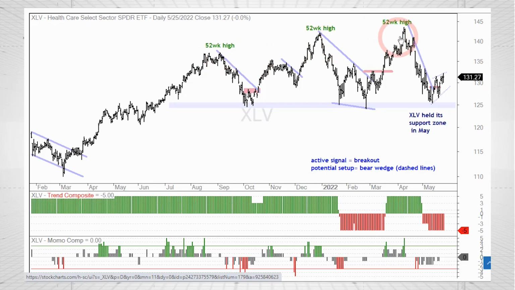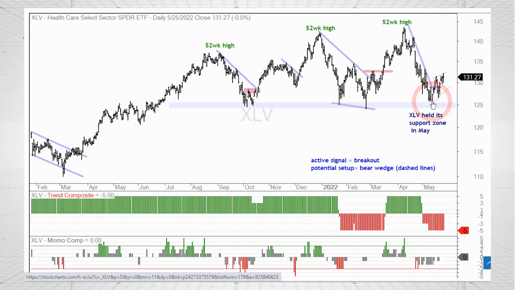So 52-week highs, higher highs, that's part of an uptrend. And you would expect higher lows to also be part of an uptrend, to be consistent and persistent. But you can see we have this move to the September-October low and a 52-week high. And then we have a test of that low after the 52-week high. And then we get another 52-week high, and we have another test of that low.